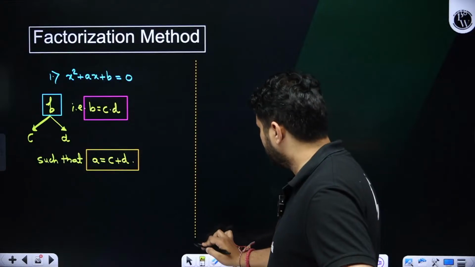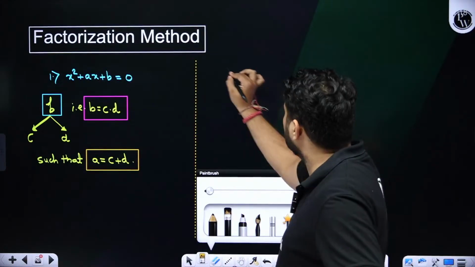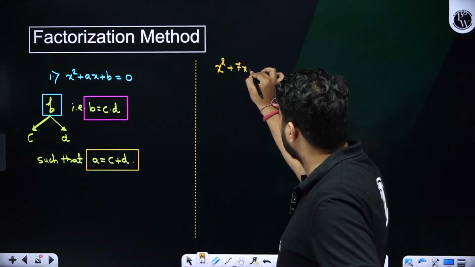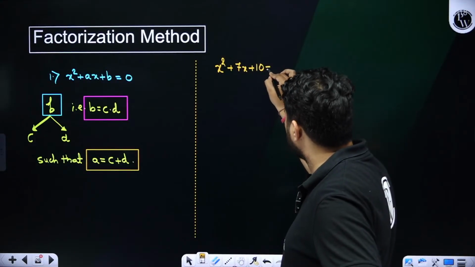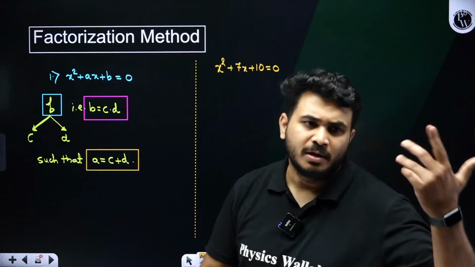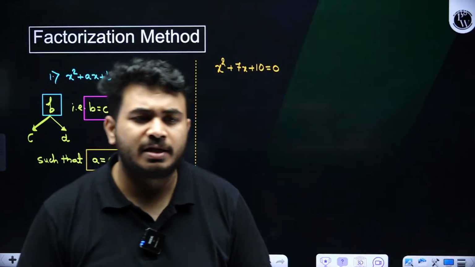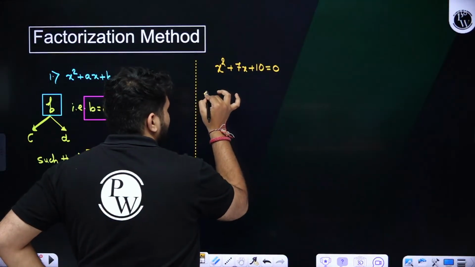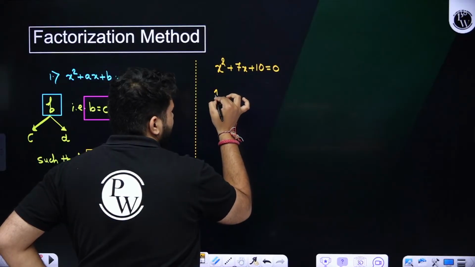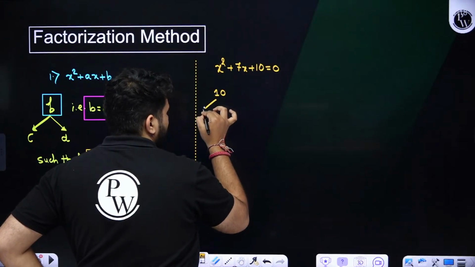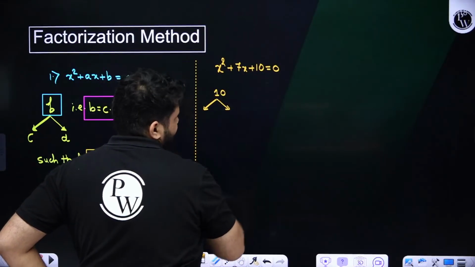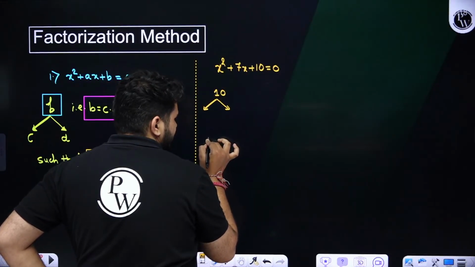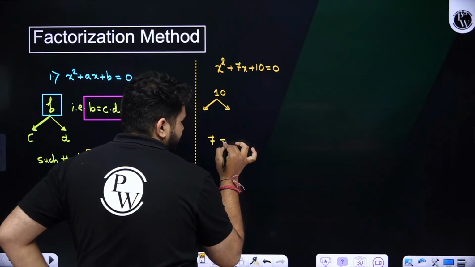Previously we took x square plus 7x plus 10 is equals to 0. Now this is logical thinking. Here, whatever 10 is there, I should be able to split it as a product of two numbers, such that 7 can be written as the sum of those numbers.